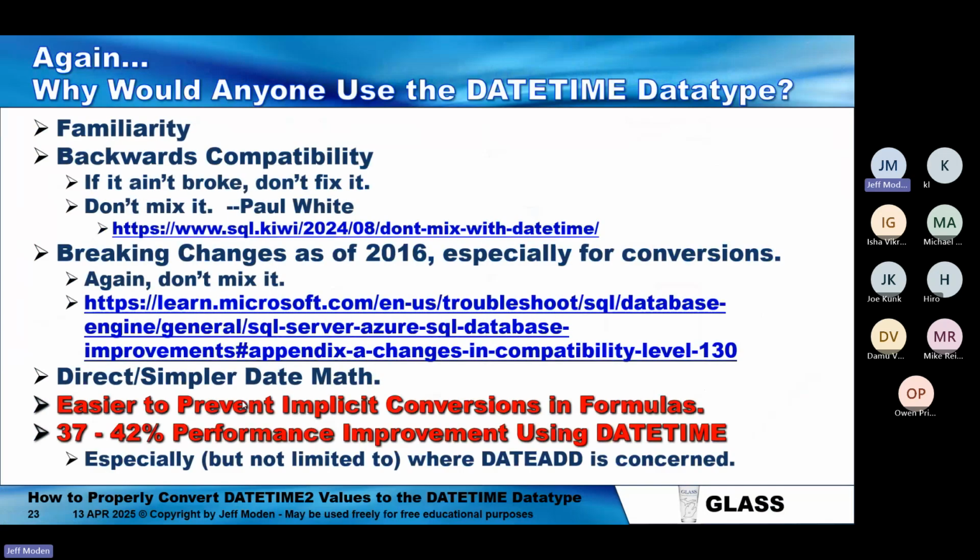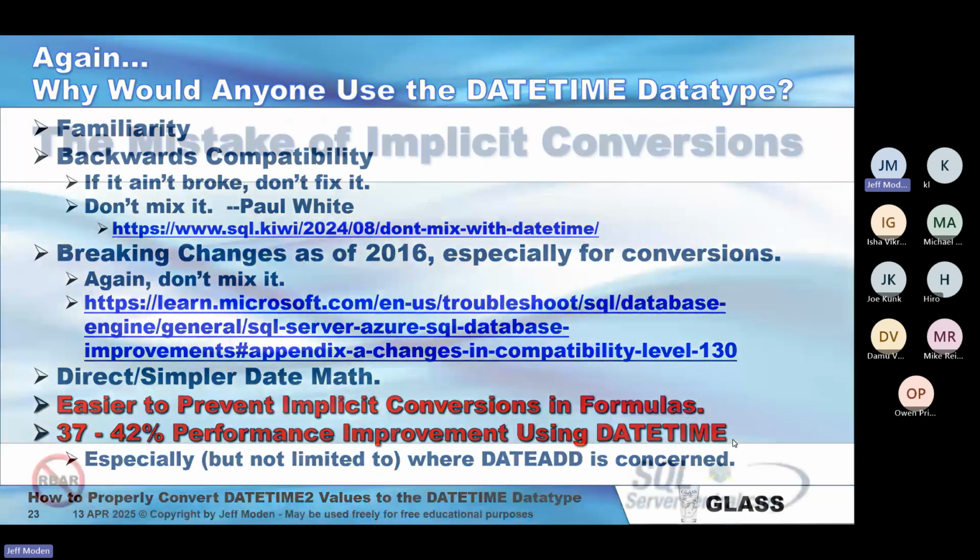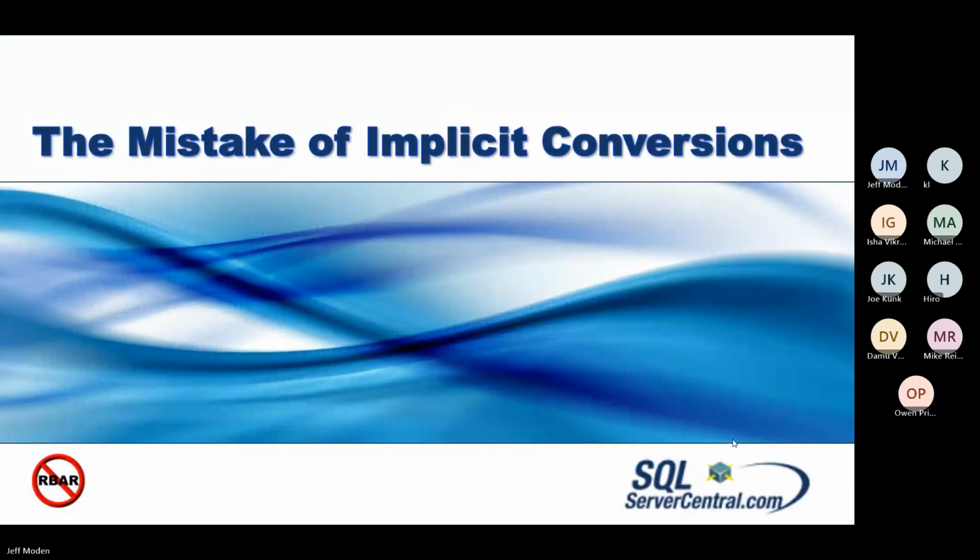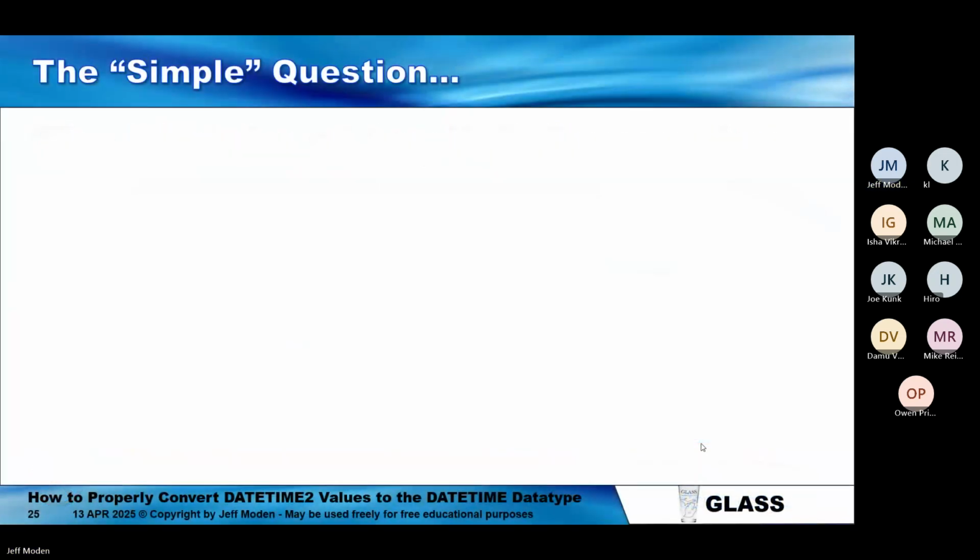Here's what we saw before. And the things in red are really important. It's easier to prevent implicit conversions in formulas, and there's a serious performance gain to be had. And that's especially, but not limited to, where DateAdd is concerned. Alrighty, so the mistake of implicit conversions, we keep talking about that. What happens when we do implicit conversions? All right, and the answer is you get sued.